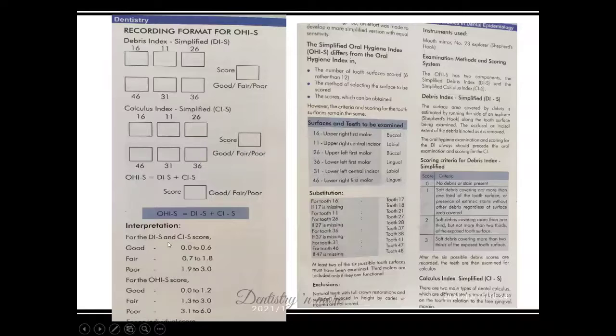For debris index and calculus index individually we have 0 to 0.6 good, 0.7 to 1.8 fair, 1.9 to 3 poor. For the OHI score, that is the addition of these two, 0 to 1.2, 1.3 to 3, and 3.1 to 6. Okay. And the instruments we use are mouth mirror and number 23 explorer, that is oral hygiene index.